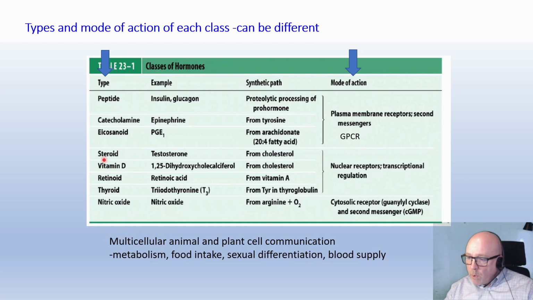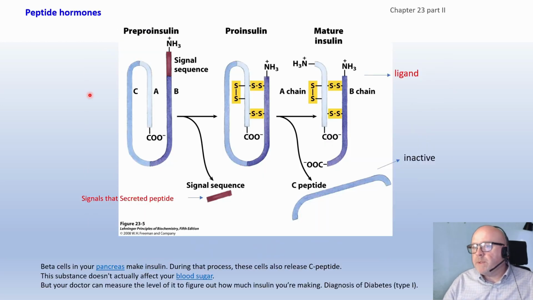So hormones are essential to multicellular animal and plant cell development and communication. They're needed for regulation of metabolism, regulation of food intake, sexual differentiation, and blood supply. And we are just focusing on the metabolism ones in this MOL200. Peptide hormones, we just mentioned this very briefly.